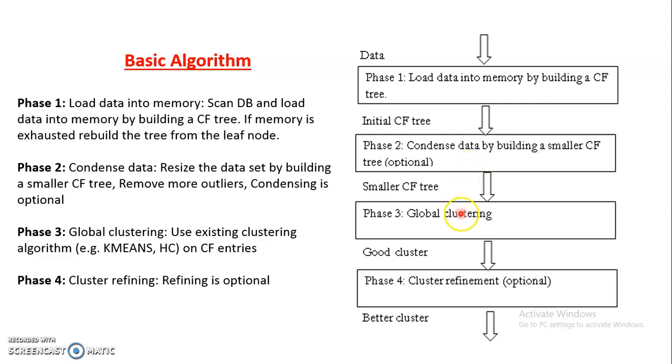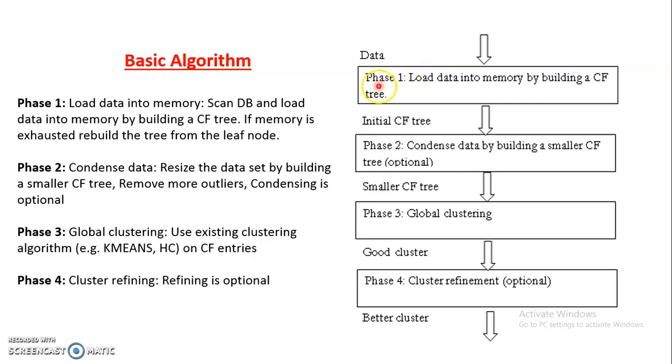The next phase is global clustering. Once we have a smaller CF tree, the best CF tree that we can generate, the third phase is global clustering. We can apply any algorithm for the clustering. The last phase is clustering refinement, which is another optional phase. We can refine our clusters for the best results. So we have 4 phases here.